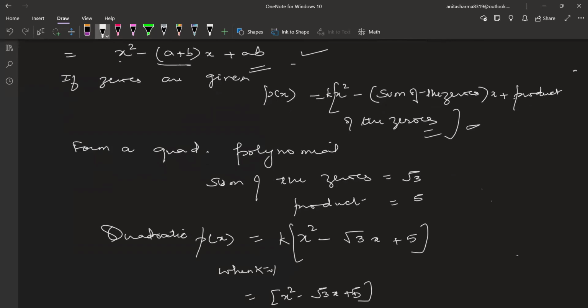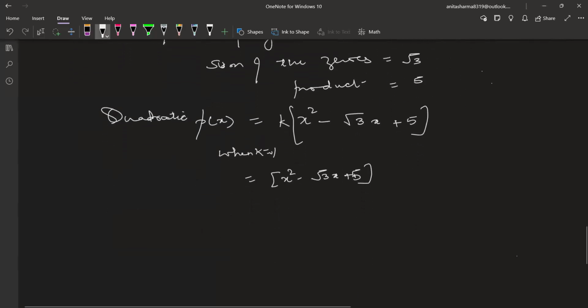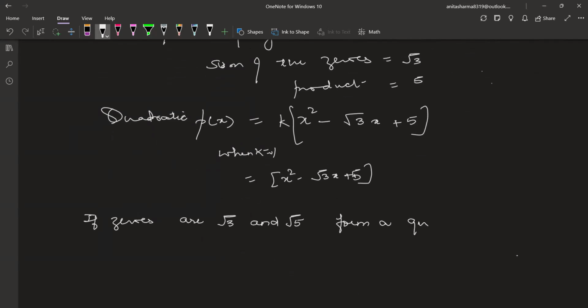Okay, children, understood this thing? Yes, ma'am. Okay, now you tell. If zeros are root 3 and root 5, then form a quadratic polynomial. Tell me, beta.